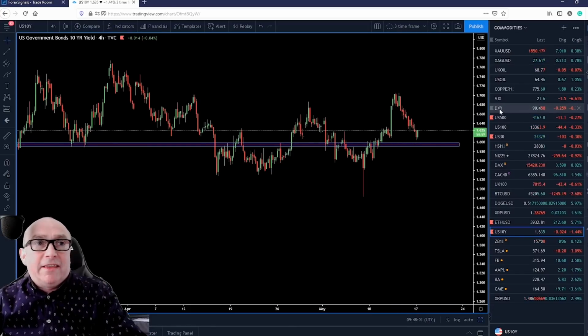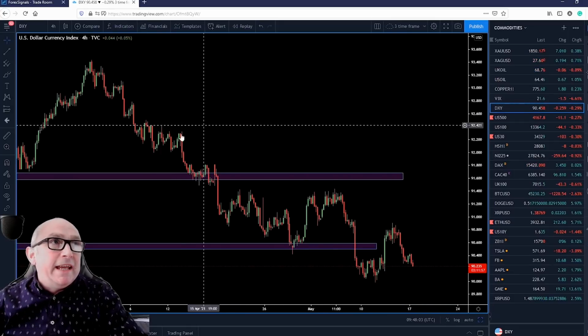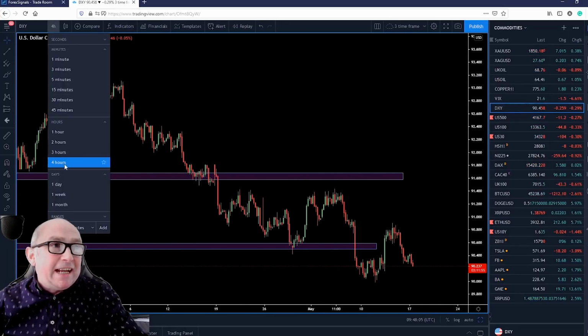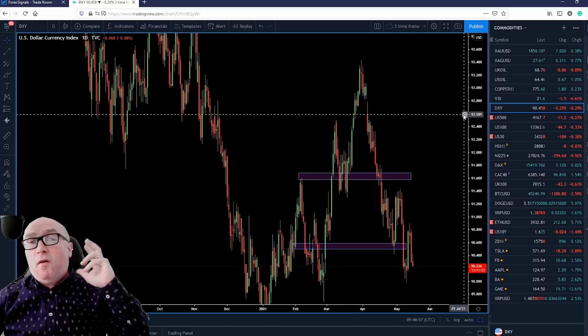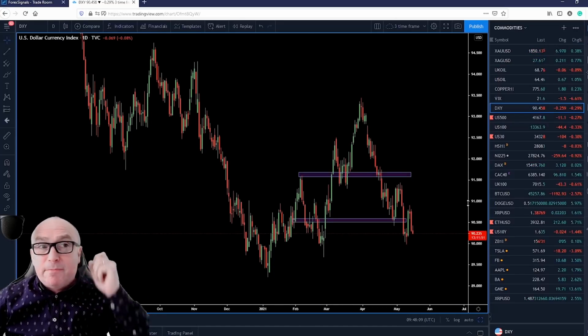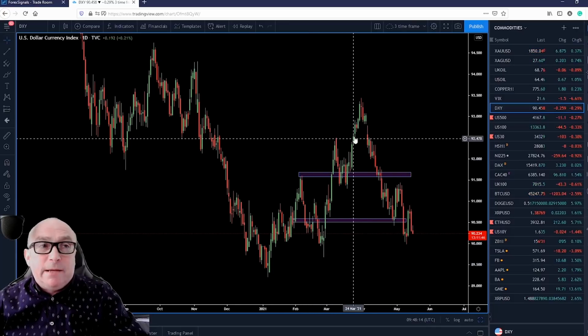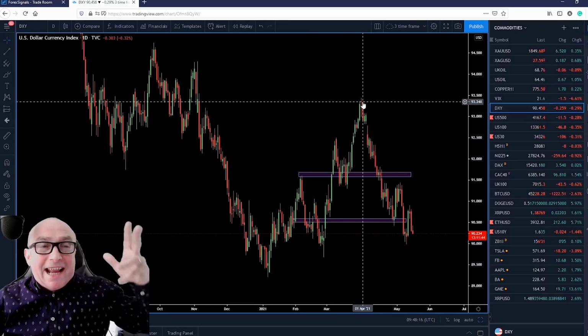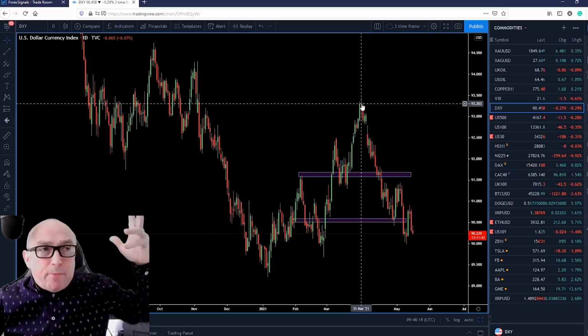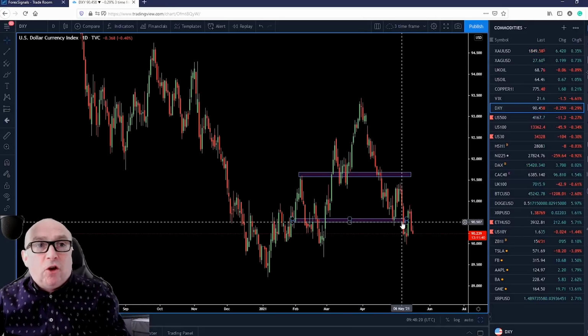Now, if you look here at the DXY, the DXY is basically the dollar index, which is an index of the dollar against 6 of the main other currencies. Same thing is happening here. The dollar was increasing as the CPI came out better than expected, and as the bond yields were rising. Now the bond yields have fallen off, as you saw, and now the dollar is under pressure.